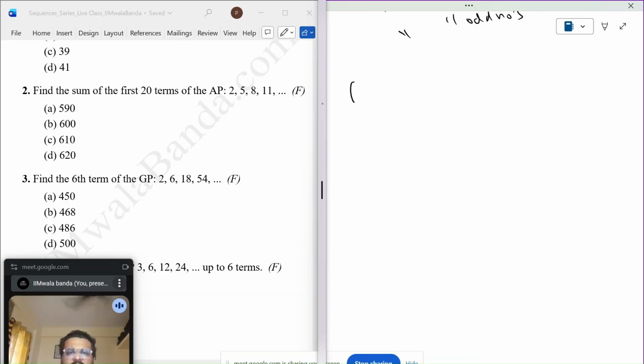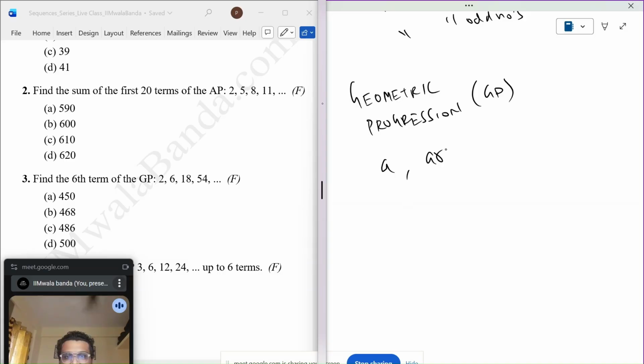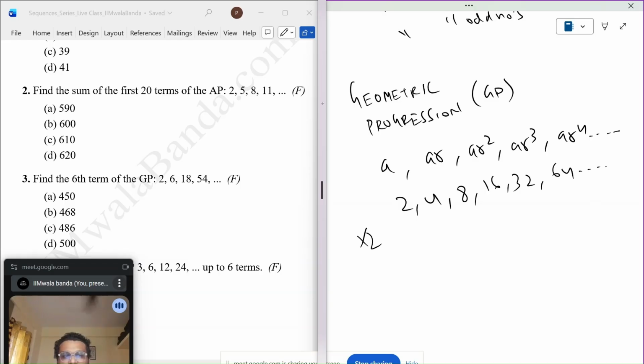Another very important series is geometric progression, or we call it GP. Here every number gets multiplied by something. So the first number is A, the second number is AR, the third number is AR square, AR cube, AR to the power 4 and so on. Let's see it with an example. 2, 4. Now the next number will not be 6. It's not an arithmetic progression. It's a geometric progression. So everything gets multiplied by 2. 4 to 8, 8 to 16, 16 to 32, 64, and so on.